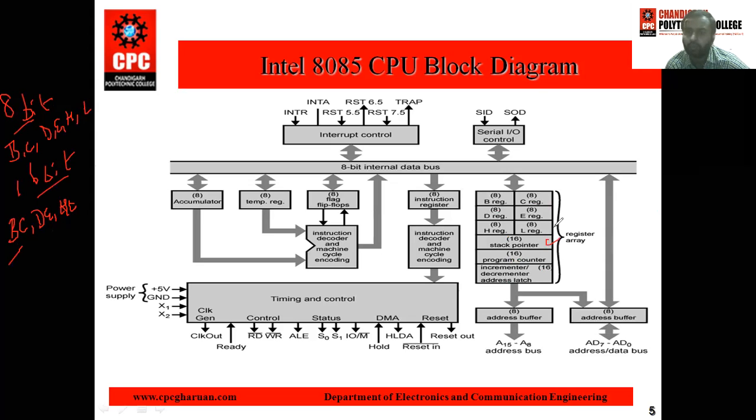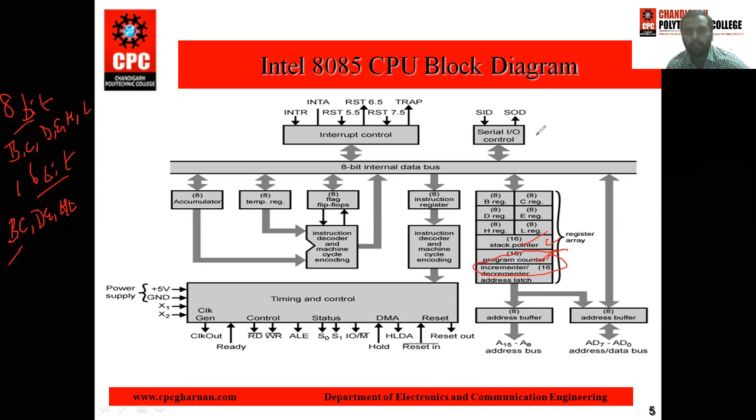The function of the stack pointer is to store the address of the top of the stack. Next is the function of the program counter. The function of the program counter is to store the address of the next instruction. With the help of the program counter and stack pointer, the overall speed of the microprocessor is increased.